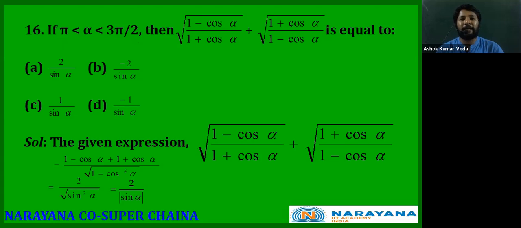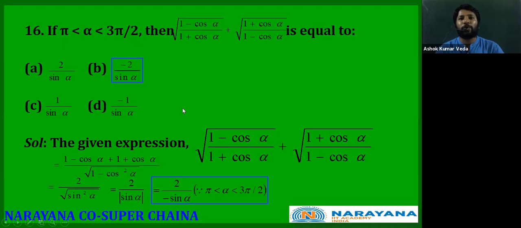Since sine alpha is negative, we have 2 upon mod sine alpha, which simplifies to 2 upon minus sine alpha, since alpha is in the third quadrant, and therefore your answer is B, minus 2 upon sine alpha. Interesting question, right? JEE will often have these kinds of small traps which are easy to fall into if you're not 100% clear with the concept, right?